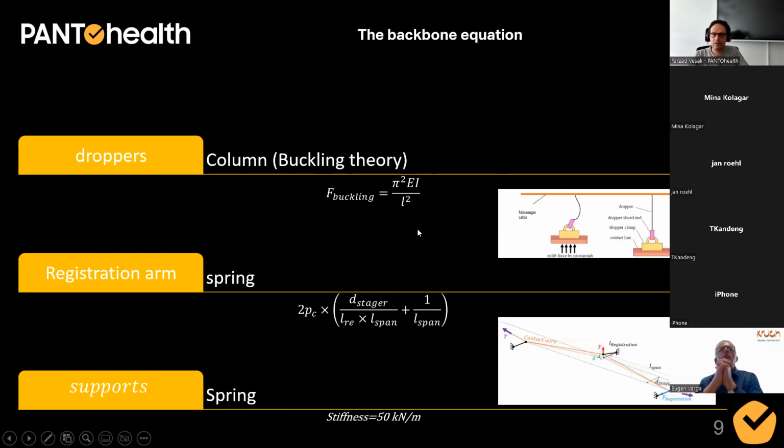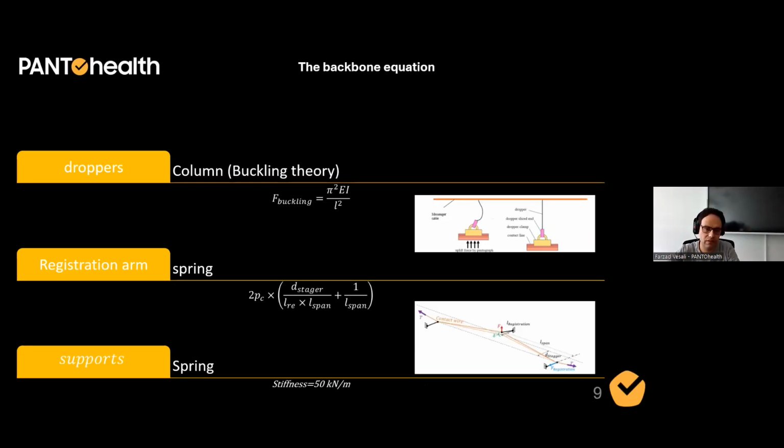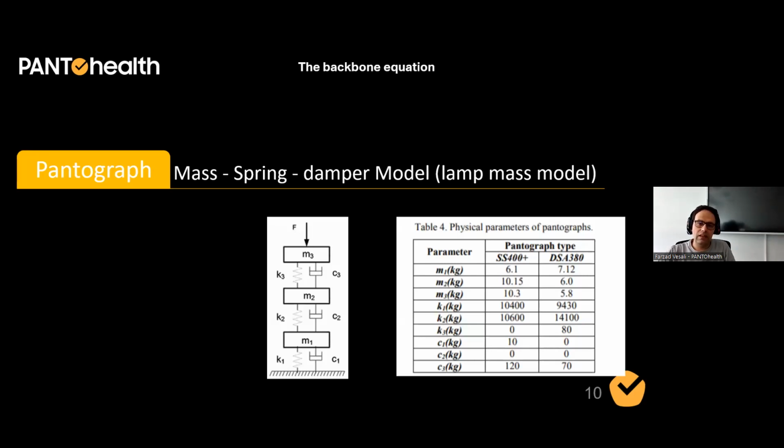To model the droppers, we use simple columns and buckling theory. For the registration arm, we use its stiffness and model it as a simple spring, as we do for the supports of the messenger cable. The last thing to model is the pantograph, which in this phase we model as a mass-spring-damper model, or lumped mass model, where the value of each mechanical characteristic is defined in the literature and reference books.